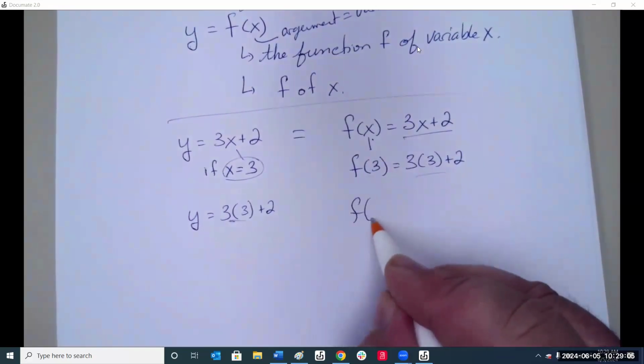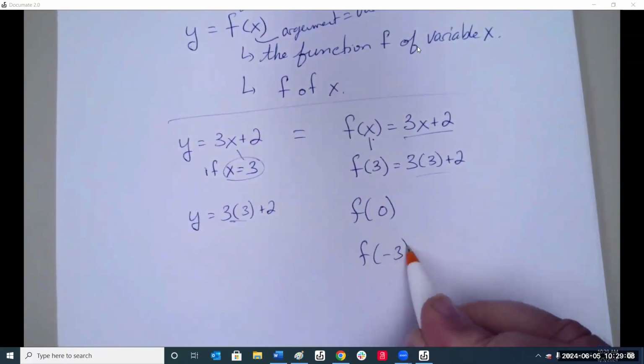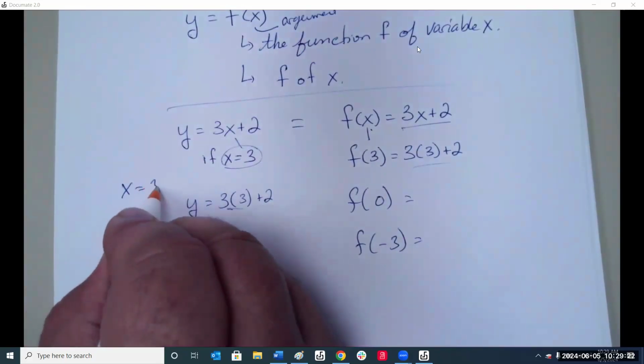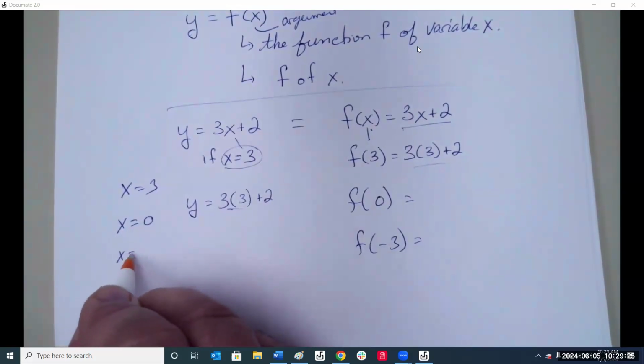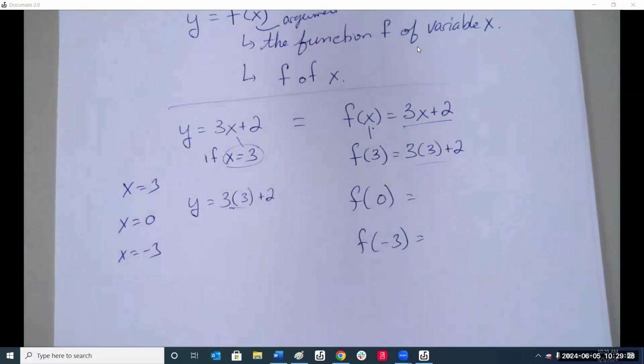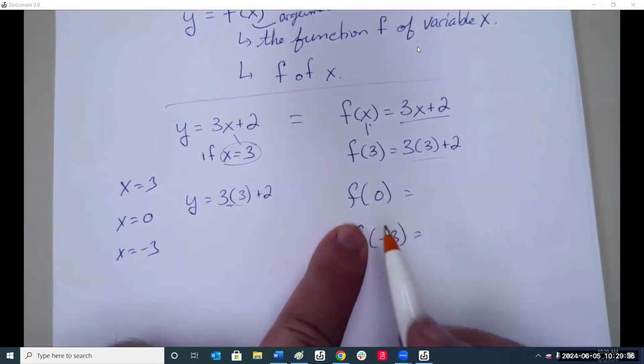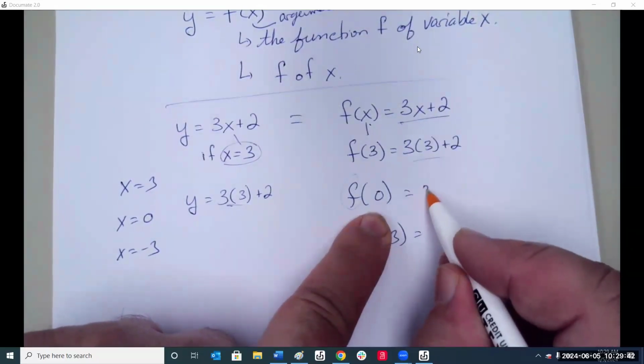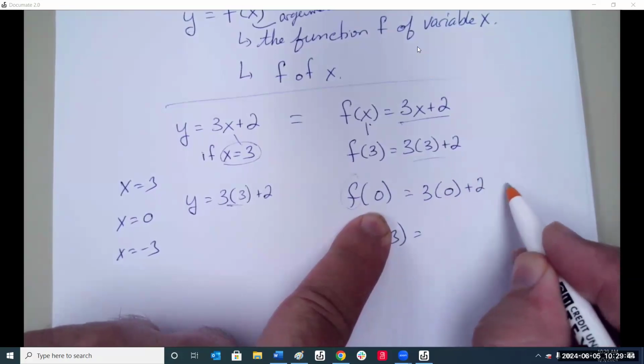Because now I can ask you anything I want to. It's a lot easier using functions than this, because I have to say x equals 3, x equals 0, x equals -3. That's a lot of extra writing. Here, I just have to write f of whatever. So if I said f of 0, well, the function name is f, so I have to use this equation. What does my x become? Anywhere I see an x, I put a 0.